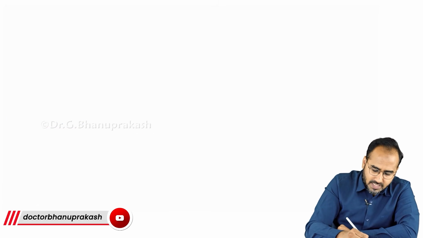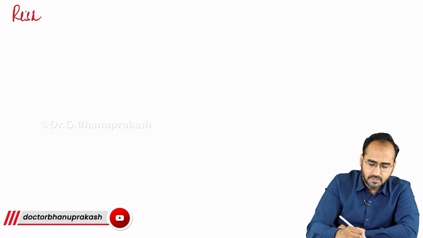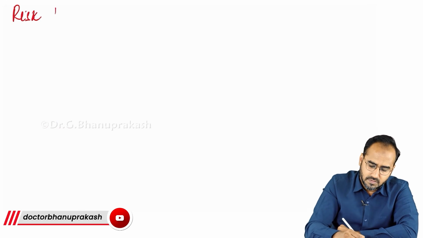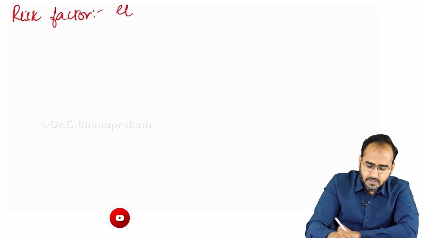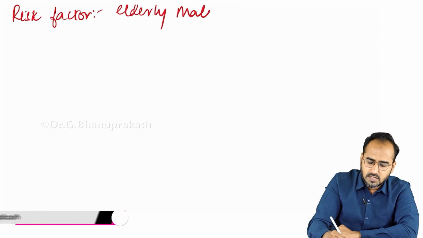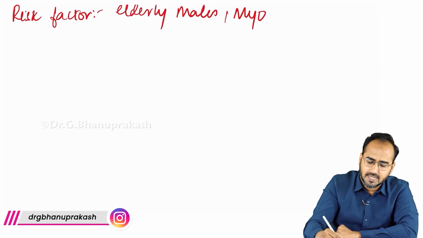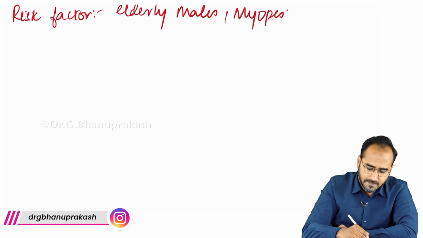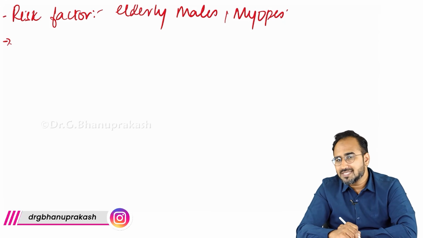So right there, risk factors for open angle glaucoma. It is elderly males and myopes who are at higher risk of developing open angle glaucoma, right? Why it is more dangerous? Why? Because it's an asymptomatic.